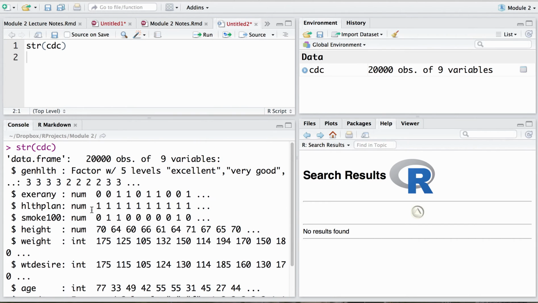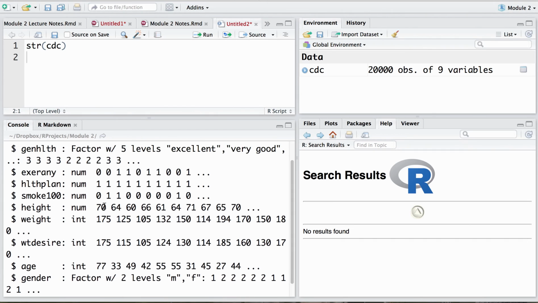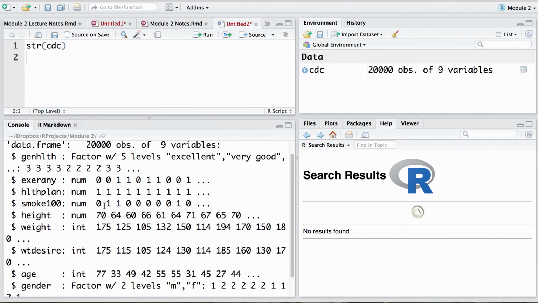str stands for structure, and it tells you what is in the data frame. First of all, it gives you some basic information. It says there are 20,000 observations of 9 variables. Then it lists all the variables, all 9 of them, and gives a little bit of information about each one. The first one is called a factor, GenHlth or General Health, and it has 5 levels: excellent, very good, and you can imagine what this means.